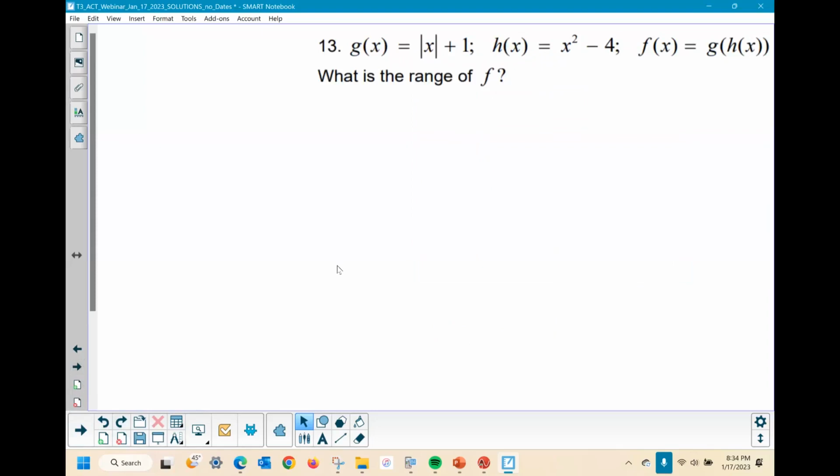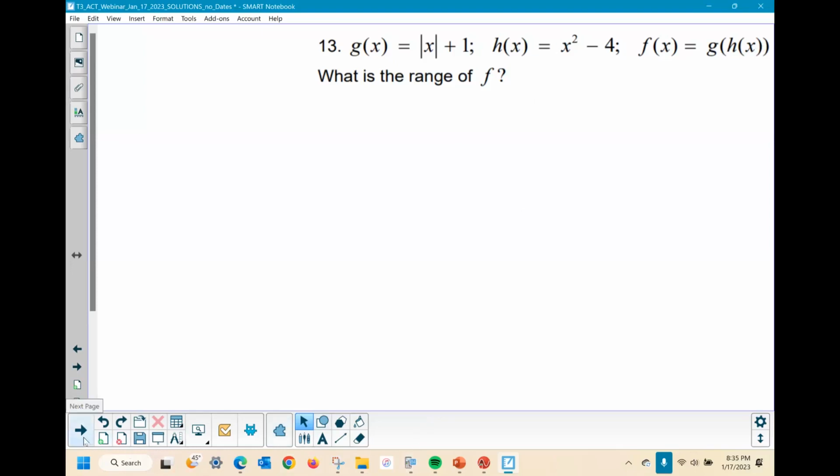Here's one that talks about composition and range and absolute value and quadratics all in one question. It says, given these two functions, f of x is the composition in this order, what is the range of f? And this is tough. This is not an obvious one. So again, how I would want to do this is to graph this.